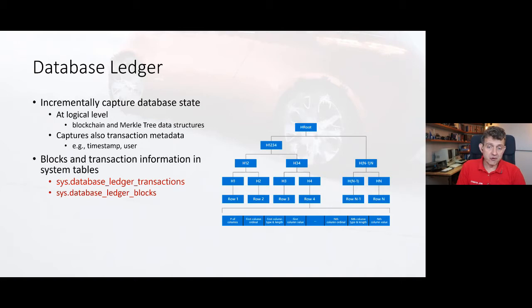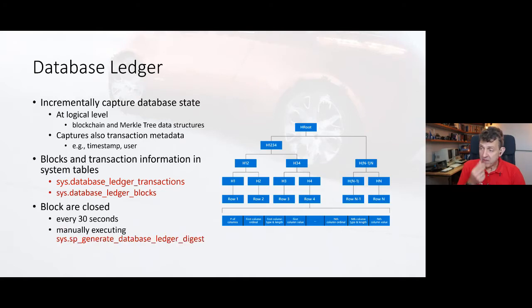The block and transaction information are available to the DBA through some system tables. These are the two main tables, and each block is closed either every 30 seconds or by manually executing this system stored procedure. So it runs continuously, but it appends digests in the blocks, and then blocks are closed automatically behind the scenes.